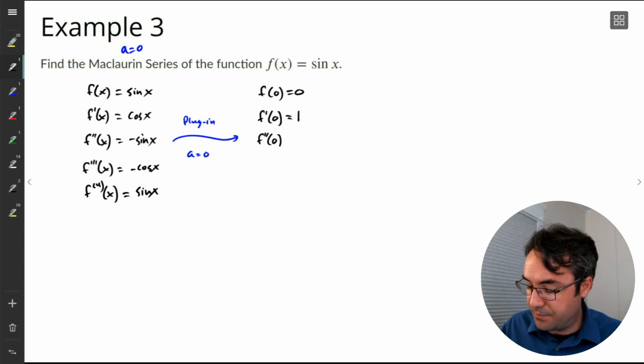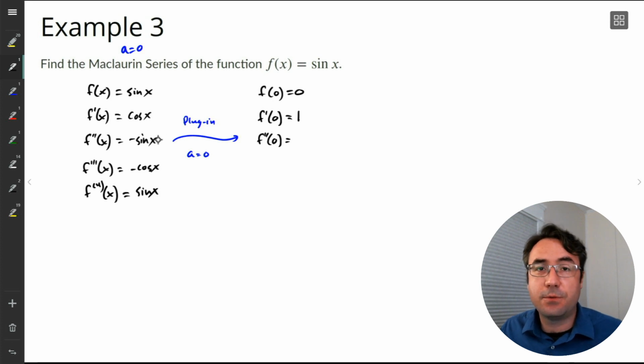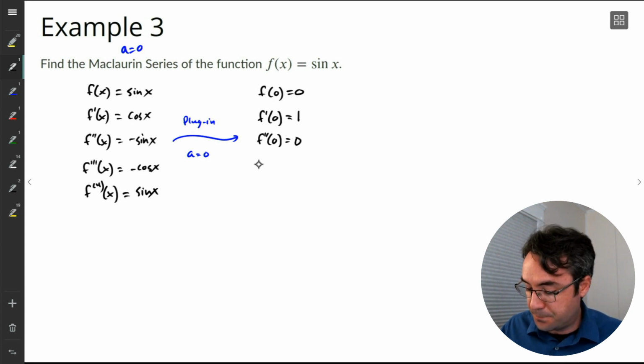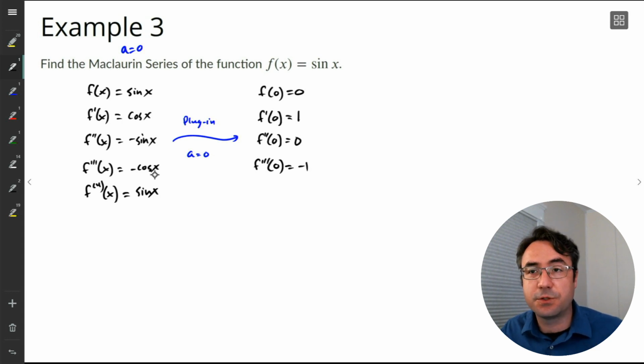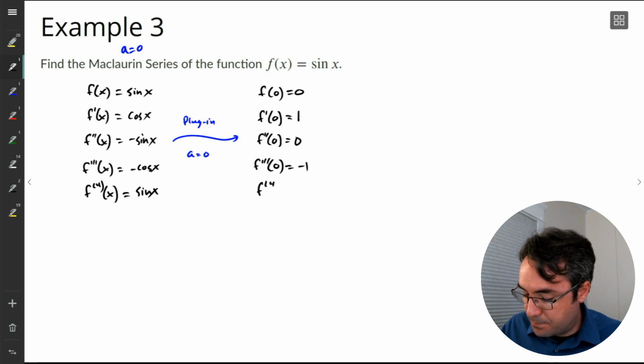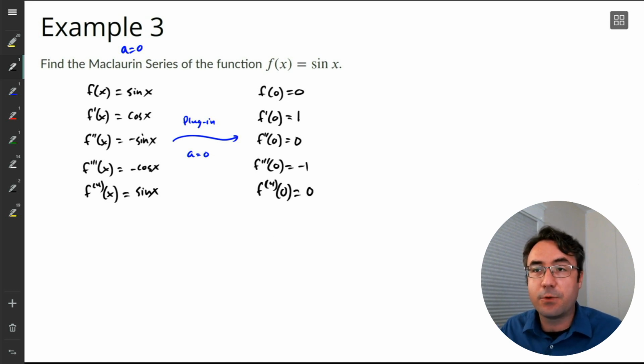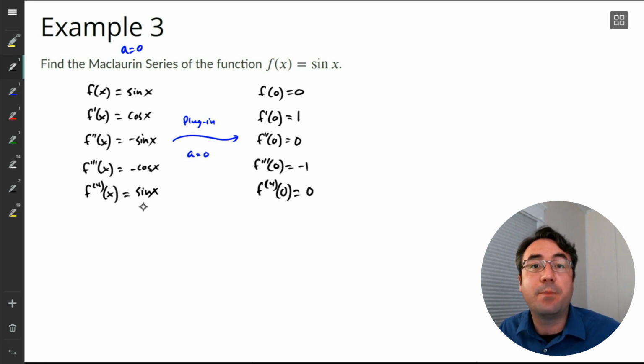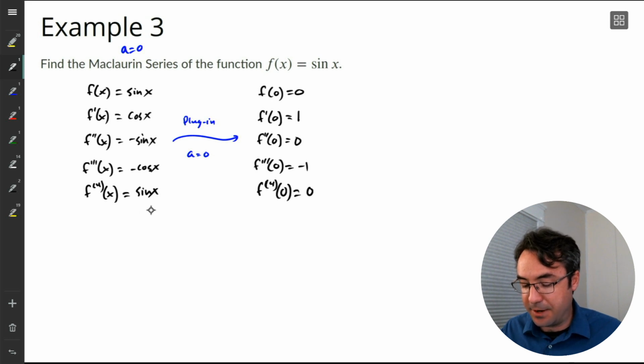Then we do it to our second derivative. We get negative sine of 0, which is still just 0. And then for our third derivative, we plug it in and get negative 1, since cosine of 0 is 1 and then we have the negative in front. When we plug into our fourth derivative, we get sine of 0, which is 0 again. And then it repeats, because at this point we're back to where we started. We started with sine of x, and by the fourth derivative we're back to sine x. So this pattern is going to repeat.